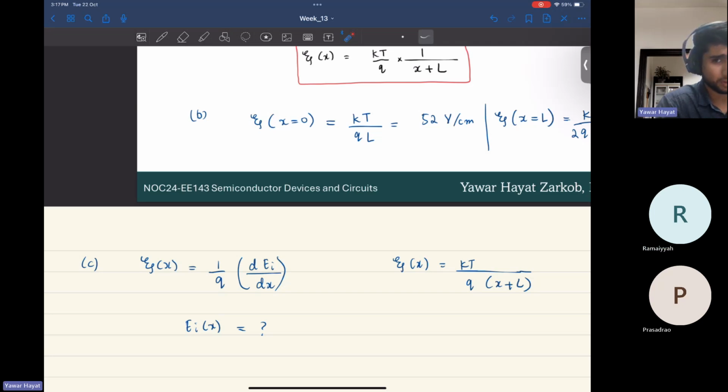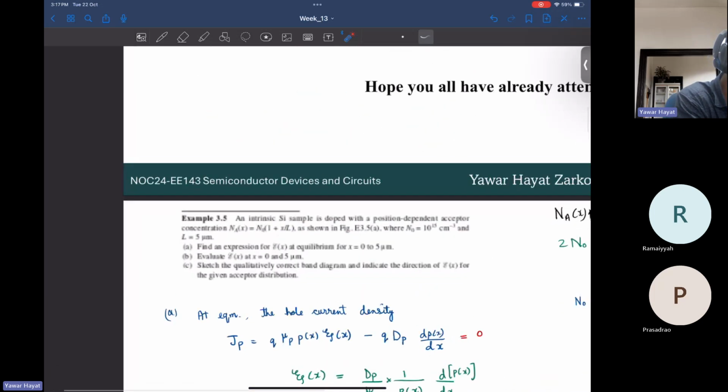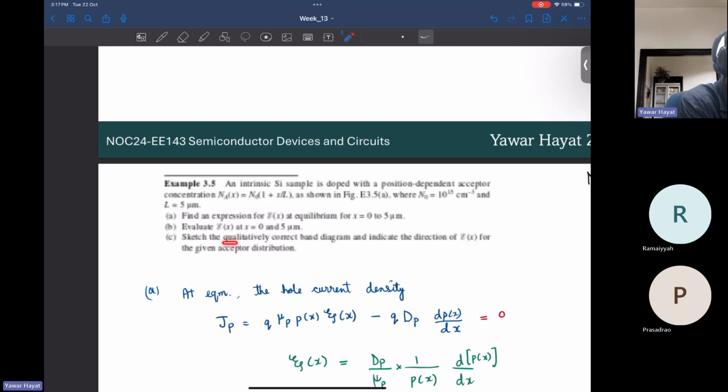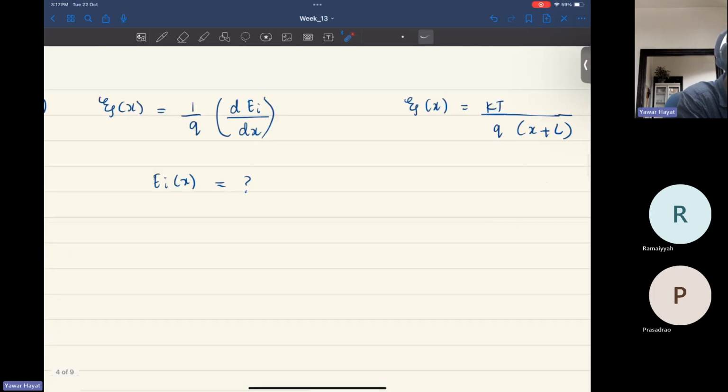Log function. Log function, right? So Ei of X will have natural log dependence on X, right? There would be some function, and one can figure that out as well, but the thing is, we know the nature, right? And since the question asked us to qualitatively sketch the diagram, now we know that the behavior would be logarithmic, right?